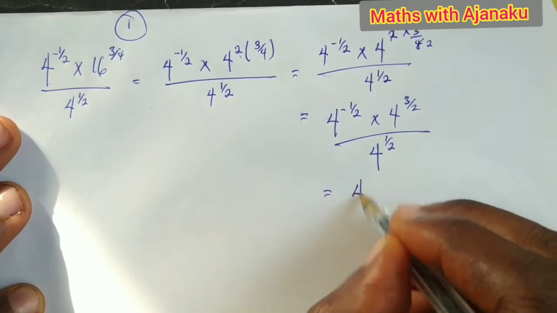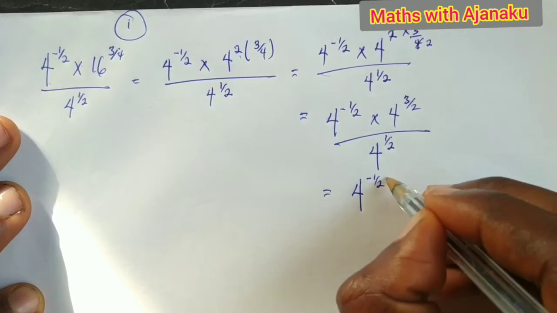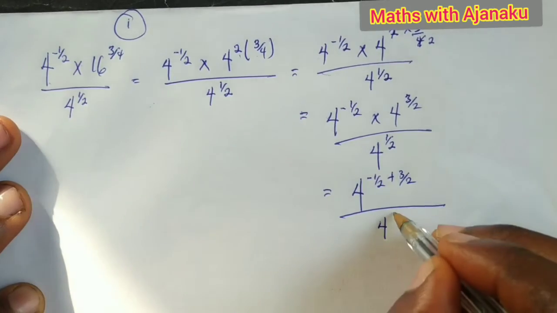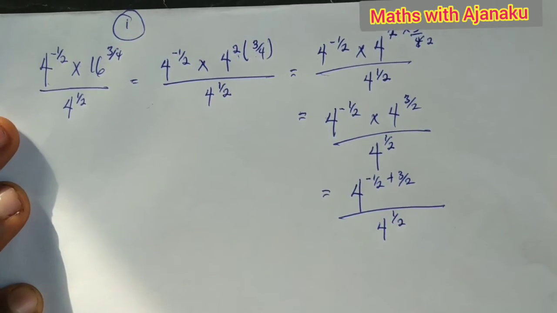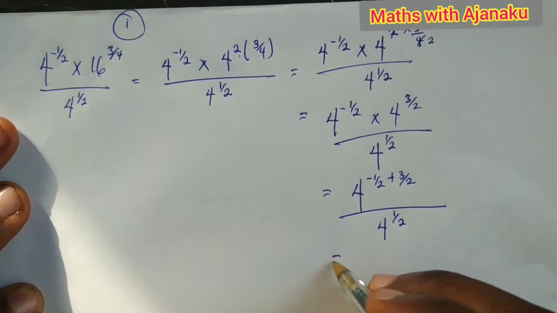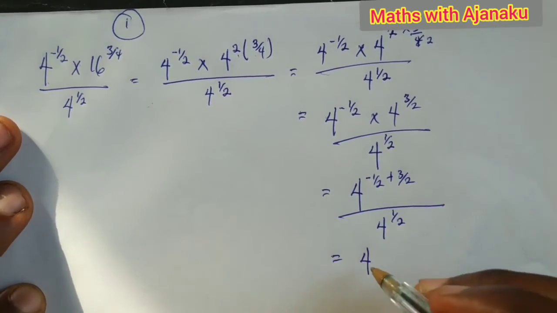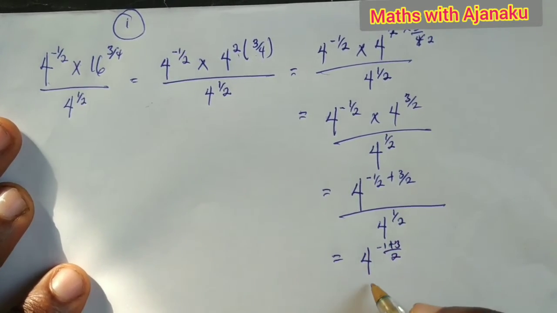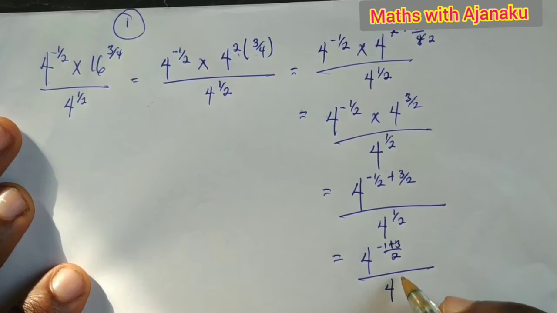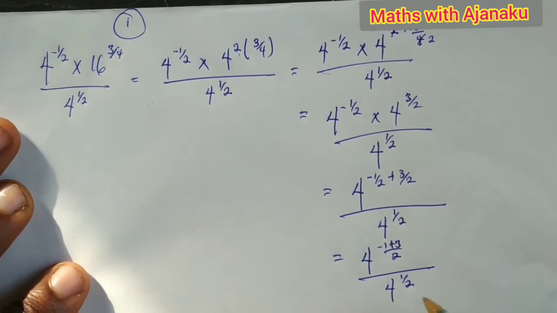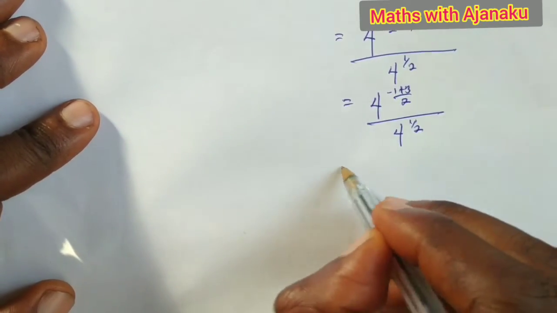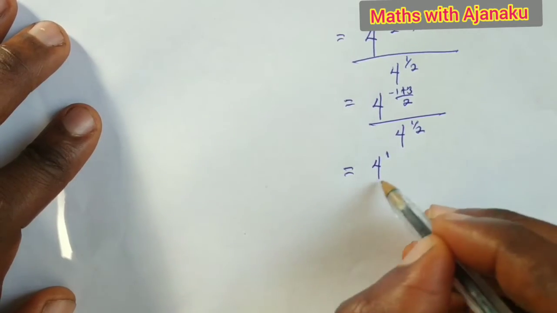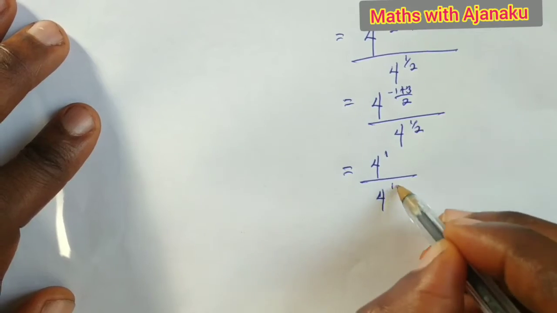So this becomes 4 to the power minus 1 over 2 plus 3 over 2, all over 4 to the power 1 over 2. Now when you simplify the fraction there, we have 4 to the power minus 1 plus 3 over 2, divided by 4 to the power 1 over 2. Further solving that, this becomes 4 to the power 2 over 2, which is 1, divided by 4 to the power 1 over 2.